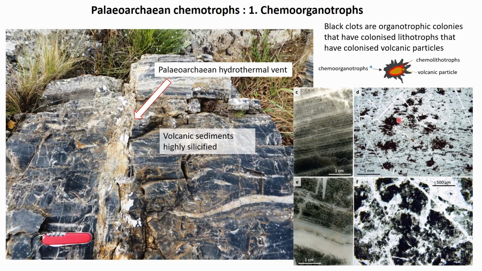This is work with Kieran Hickman Lewis. He showed that in the center of these clots, there's always a volcanic particle. And we think that the volcanic particles were first coated by chemolithotrophs, because they're the organisms that use inorganic sources of energy. And then once the chemolithotrophs had exhausted the source of energy, they would have been colonized by chemoorganotrophs that used the organic carbon, the organic remains of the lithotrophs.